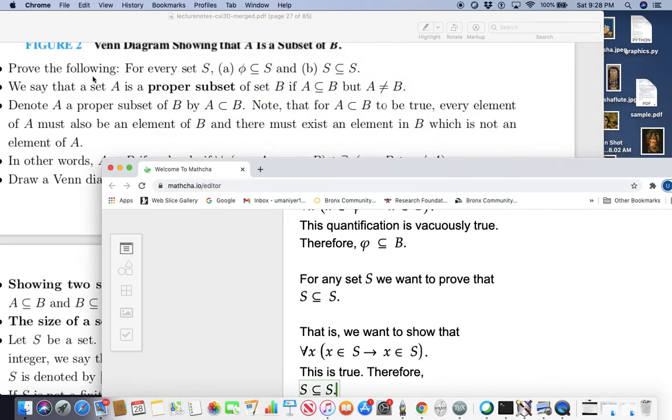All right. We say that A is a proper subset of set B if A is a subset of B but A is not equal to B.